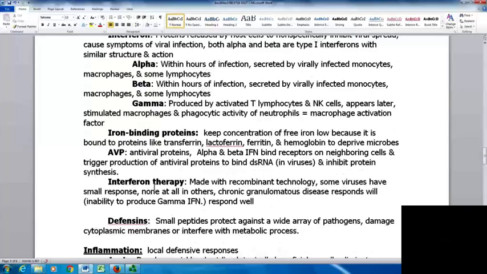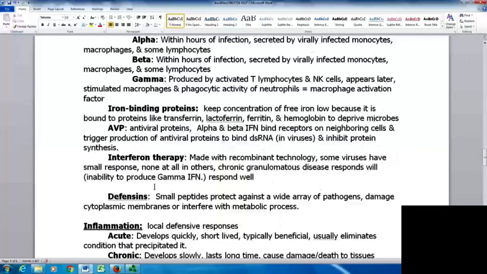AVP, or antiviral proteins: alpha and beta interferon bind receptors on neighboring cells, and they'll trigger the production of antiviral proteins that will bind the double-stranded RNA in the viruses and inhibit protein synthesis. Interferon therapy is made with recombinant DNA technology. There are some viruses that have a small response, none at all in others. So chronic granulomatous disease responds well.